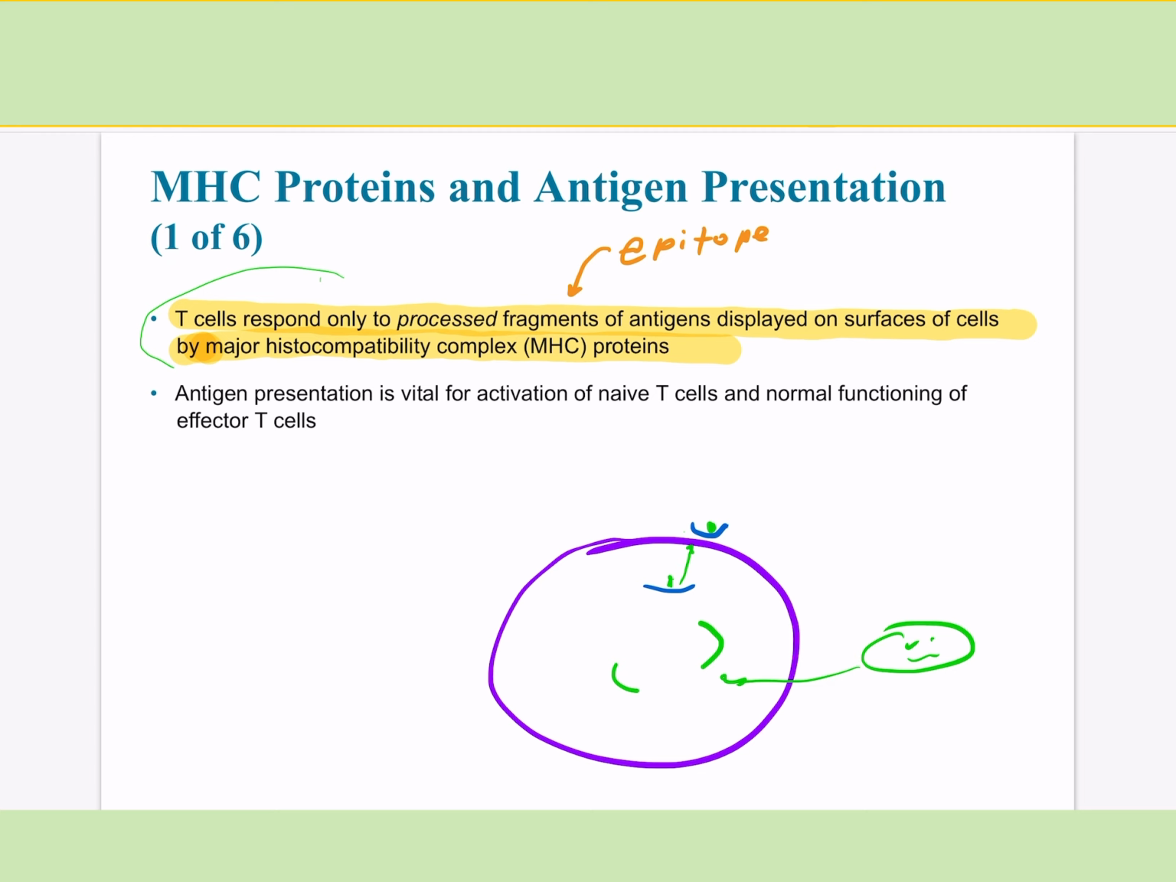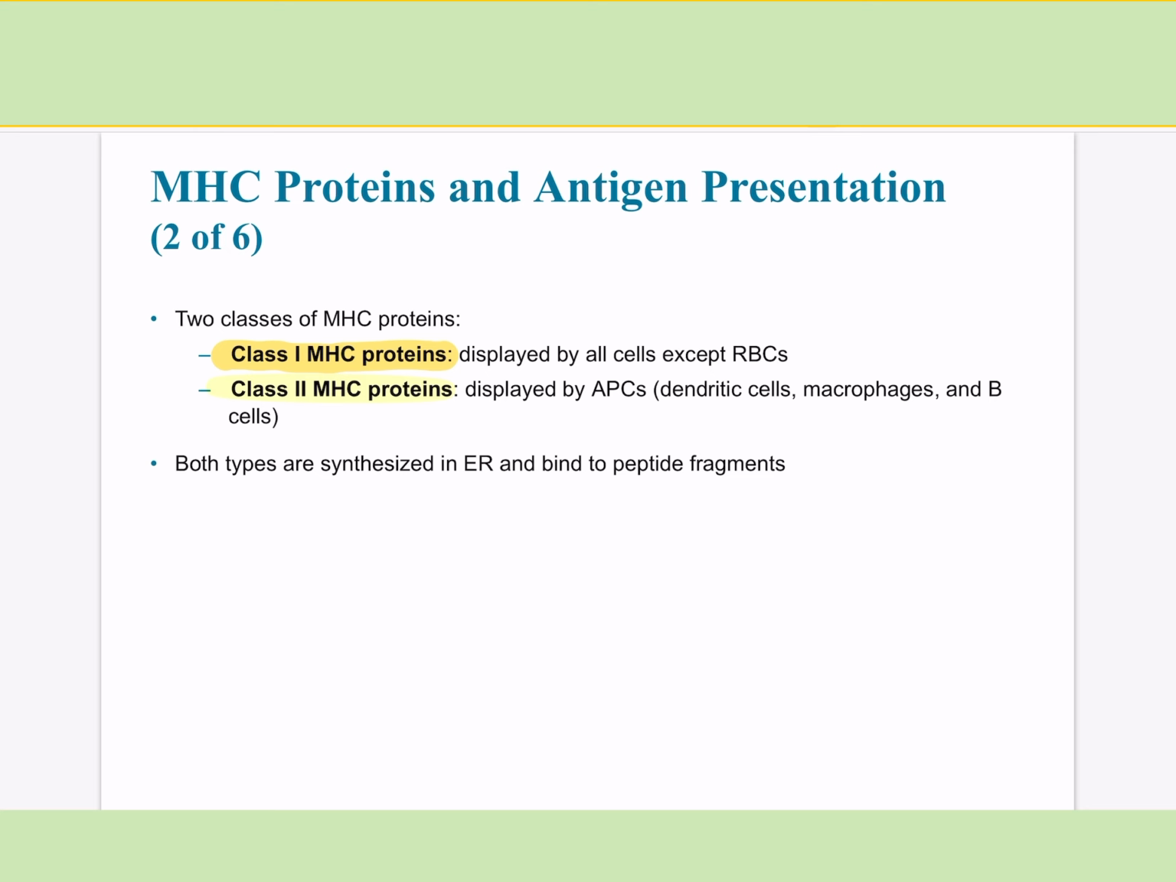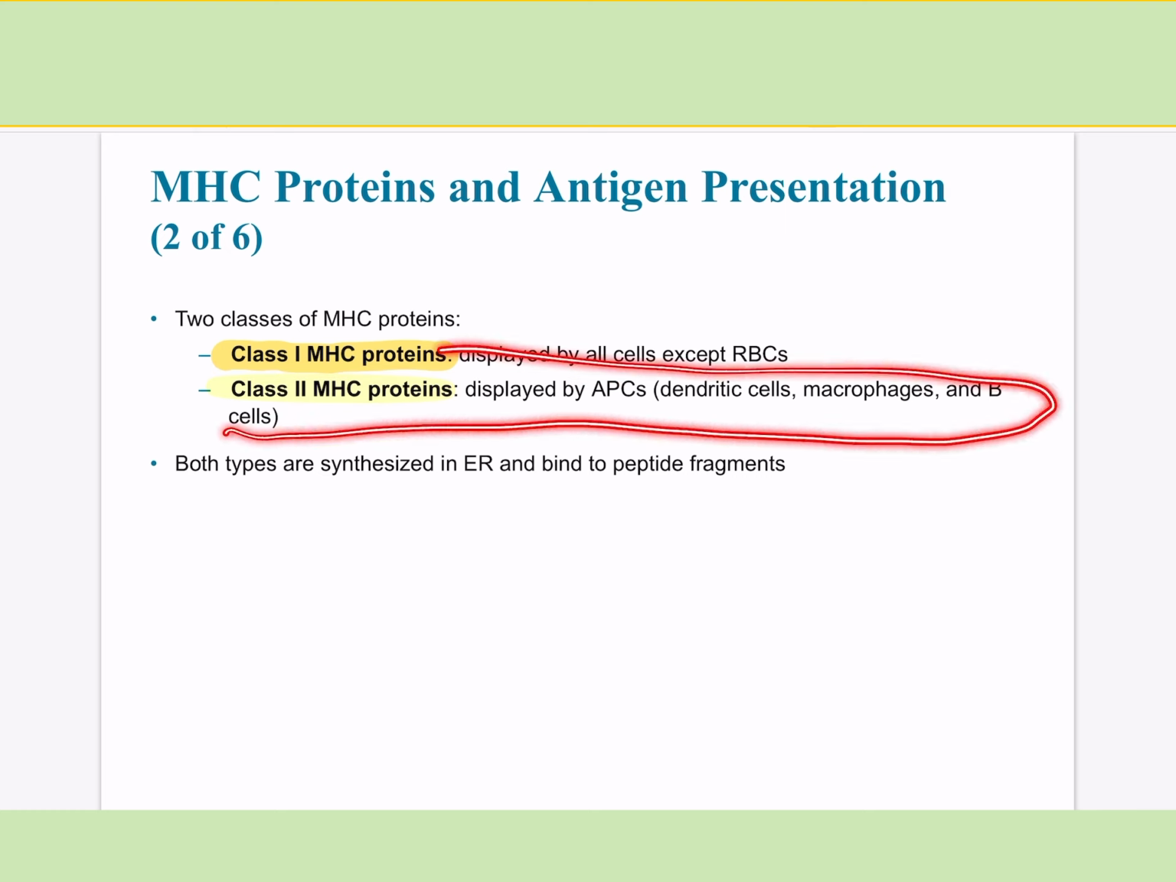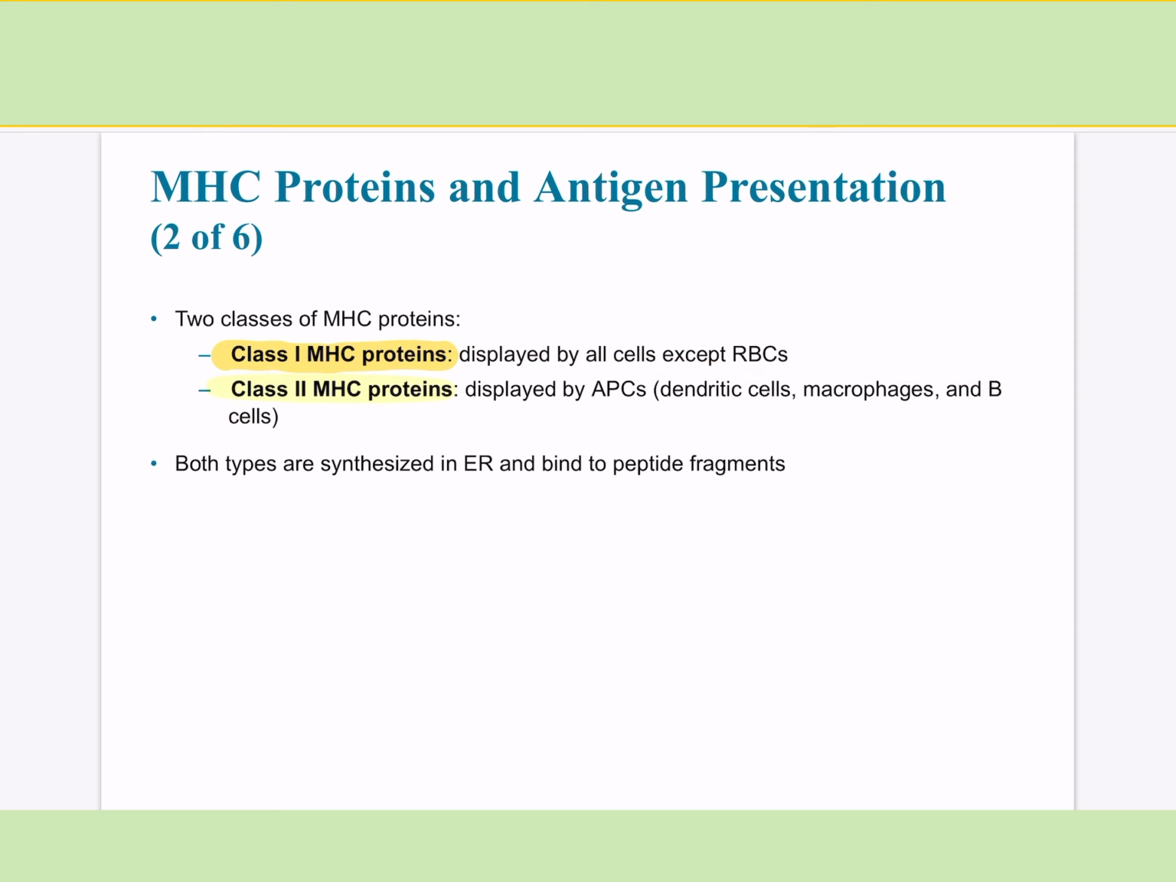Basically, you get activated, so you can go on and become a helper T cell, cytotoxic T cell, etc. Now, there are two classes of MHC proteins. There's class 1, which is MHC1s, and MHC2s. Now, where are they? Well, MHC1s we find on all cells except for red blood cells. MHC2s are displayed by antigen-presenting cells: dendritic cells, macrophages, B cells.